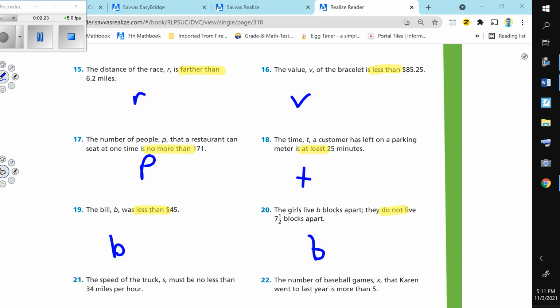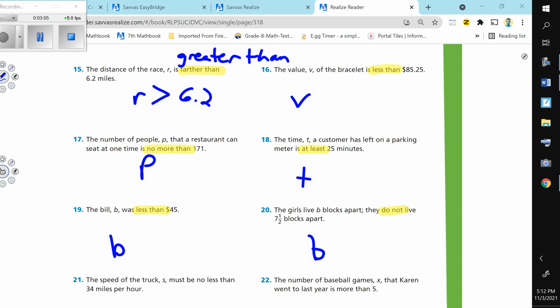So, farther than: the distance of the race is farther than 6.2 miles. Farther than, you should know what it means. Does that mean it can be more than 6.2 miles? Yes, it can. Can it be equal to? No, because it's further than, longer than, more than, bigger than. So this is the same thing as a greater than. That means the variable is going to be bigger than this amount. So the mouth is going to be facing the R, since R is greater than 6.2 miles. That's your answer at number 15.